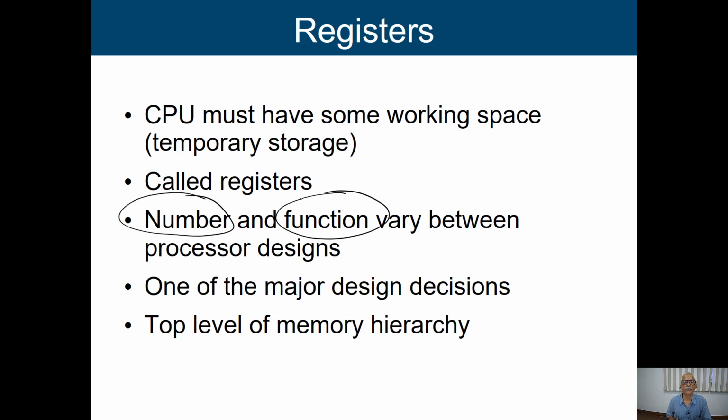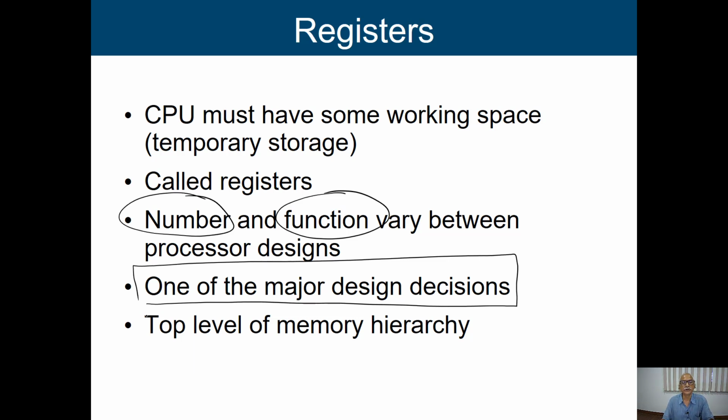So these are design issues. While we are going to design a processor, we have to freeze those norms, like how many registers we are going to put and for what purpose we are going to use them. That's why I am saying this is one of the major design decisions. When we design a processor according to the requirement, we identify what the power of this processor is and what it can perform. Depending on that, we have to decide how many registers we are going to put and for what purpose we are going to use those registers.